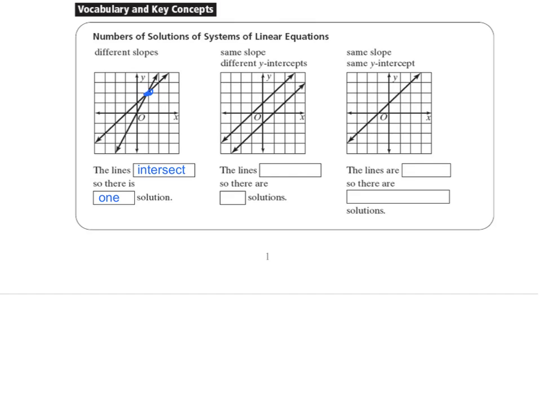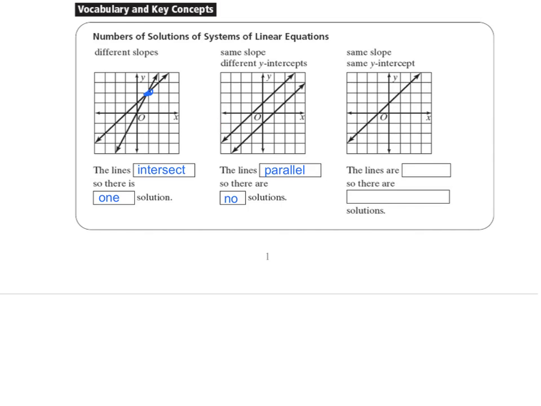Let's look at the graph in the middle. It has the same slope, different y-intercepts. When the slopes are the same but the y-intercepts are different, the lines are parallel, so there are no solutions. They don't intersect.